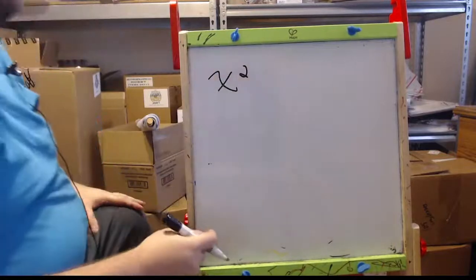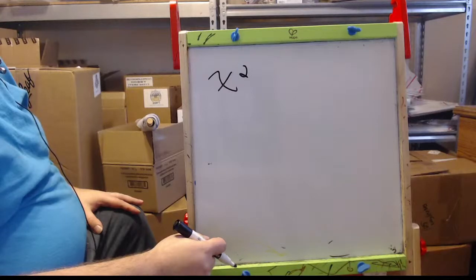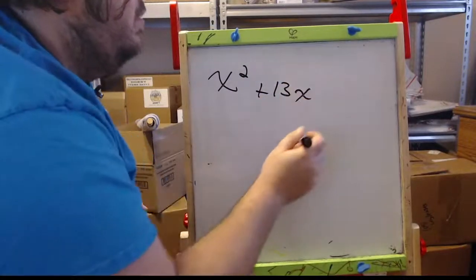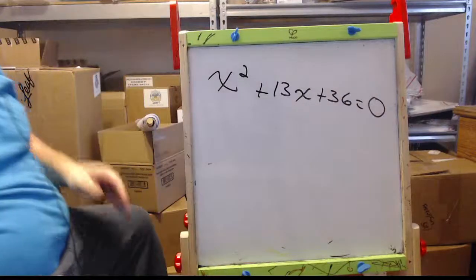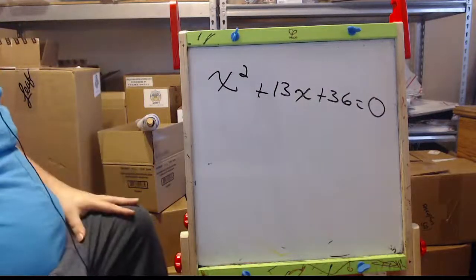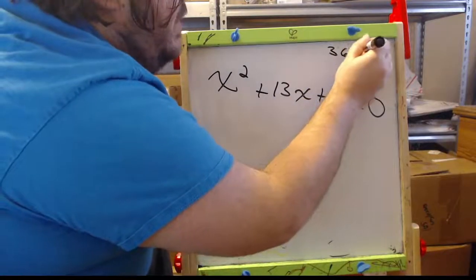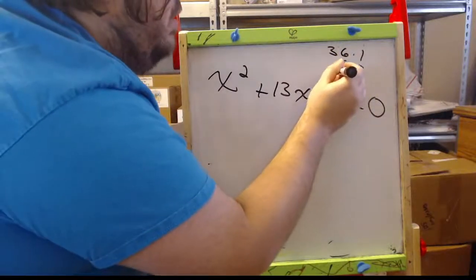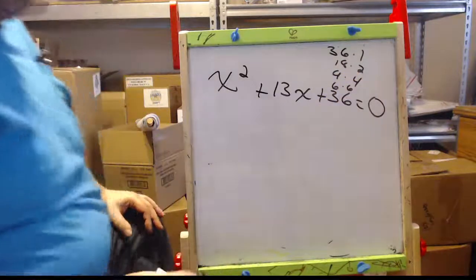x squared plus 13x plus 36 equals 0. Okay. So, list all your multiples of 36. How do you get it? 36 times 1, 18 times 2, 9 times 4, 6 times 6.